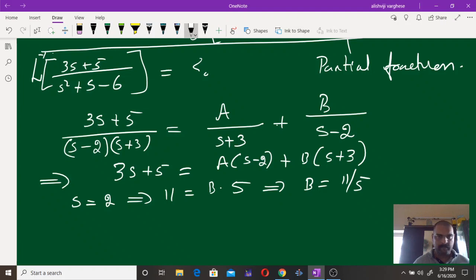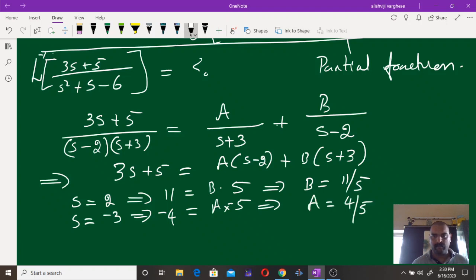And if we substitute s is equal to minus 3, what we get is minus 3 into 3, that is minus 9 plus 5, minus 4, is equal to a into minus 3 minus 2, that is minus 1, because the second term will vanish. That will give a is equal to 4 by 5. So these are the values of a and b.